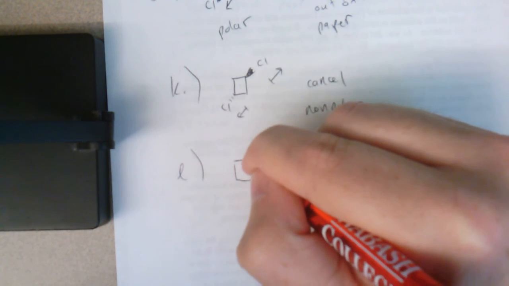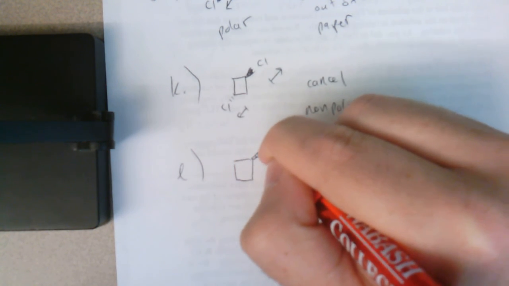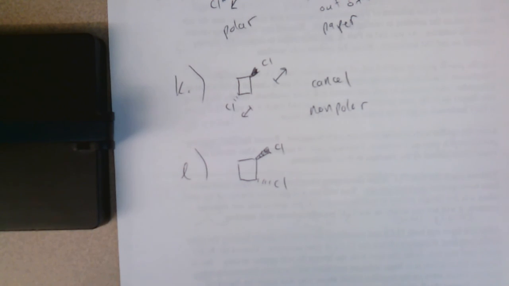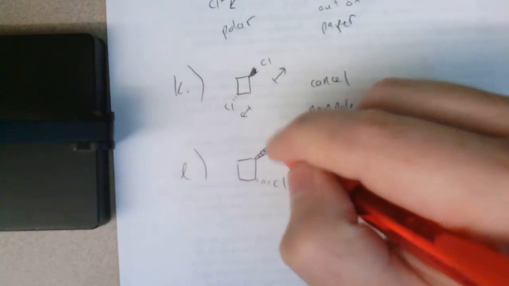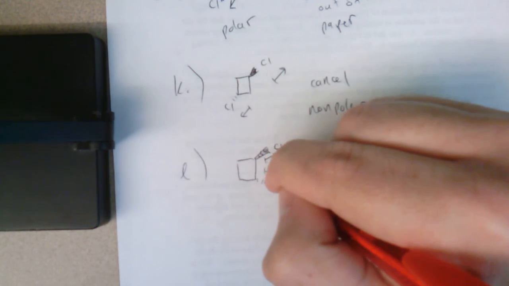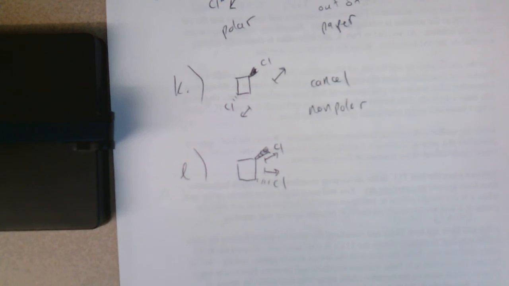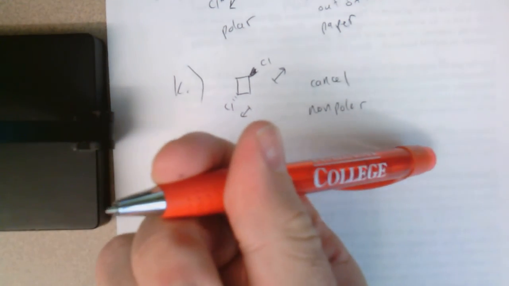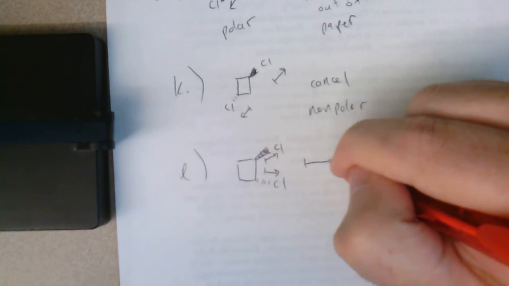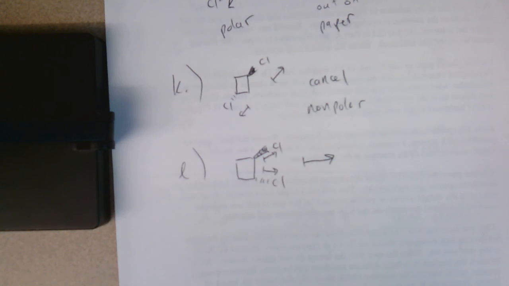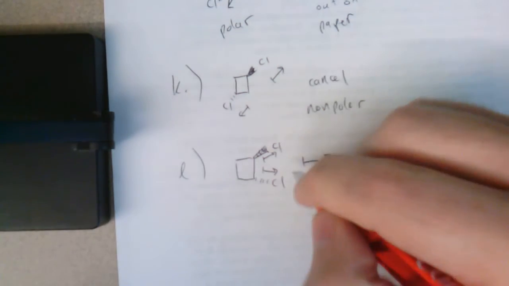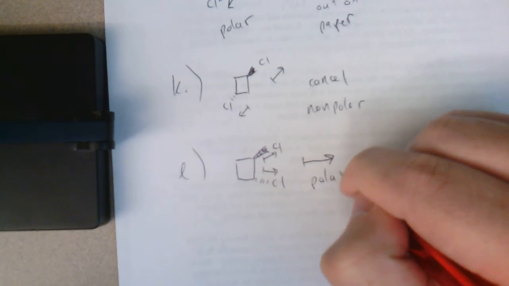L. Now I have one up and one down off my cyclobutane. Right, and they're both kind of pulling towards each other. It's just that one is coming slightly up out of the paper, one is going down slightly into the paper. My overall dipole then is just going to be pointing on that same side of the square where the chlorines are, so this is going to be polar as well.